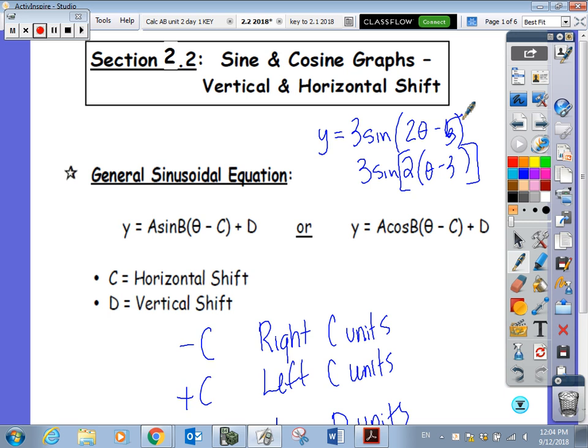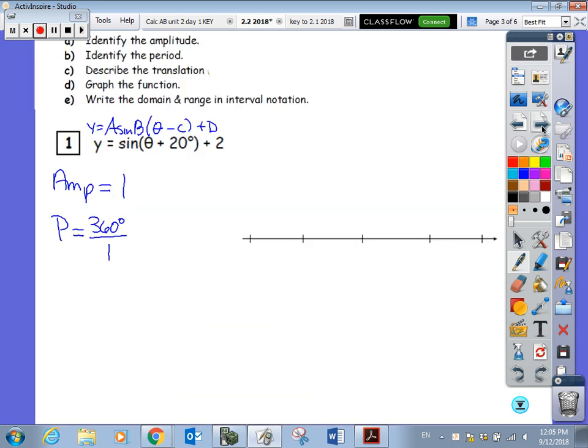So you can always factor. It's just not always a nice number. Okay. All right, so the period is 360 degrees. Now, yesterday, we could start graphing, but we can't start graphing yet. We still have to figure out our horizontal and vertical shift.